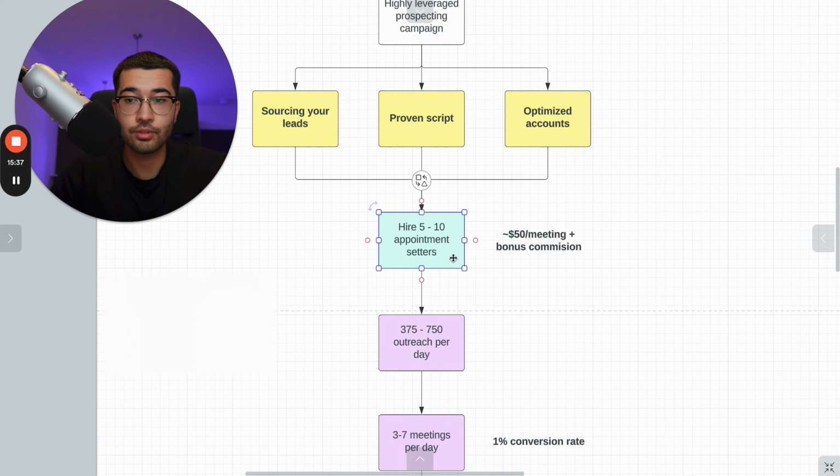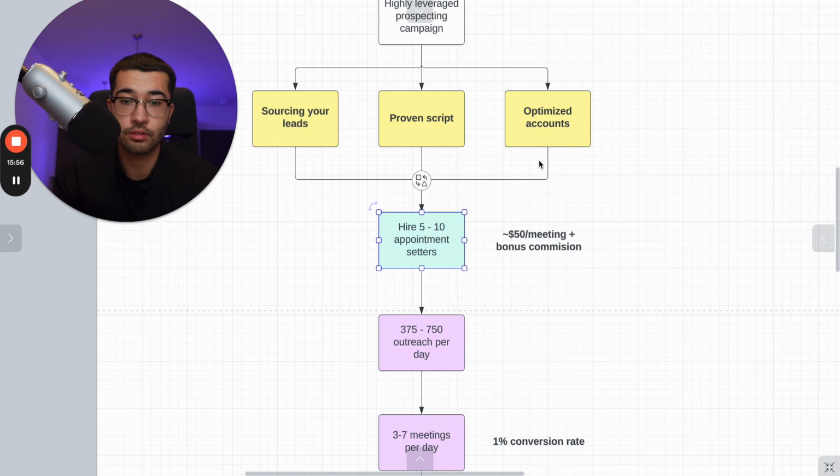And from here you can basically break down the numbers. If I look at my setters, how many they send, it's anywhere from 50 to 100, let's say 75 DMs per day. Ideally about 100, that's the goal, so they can book at least one meeting per day.